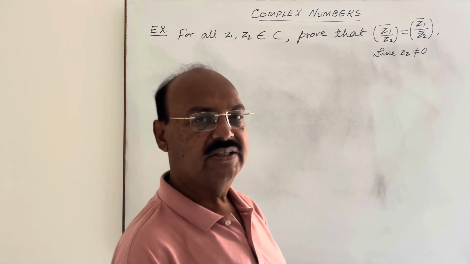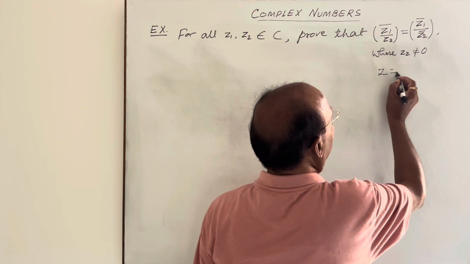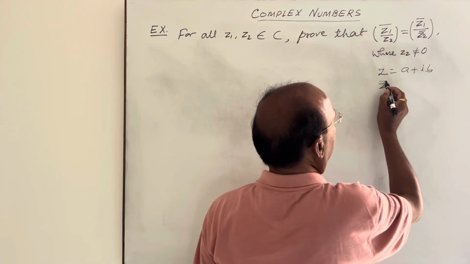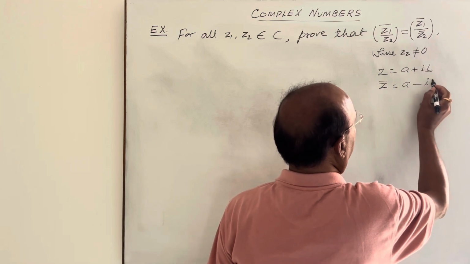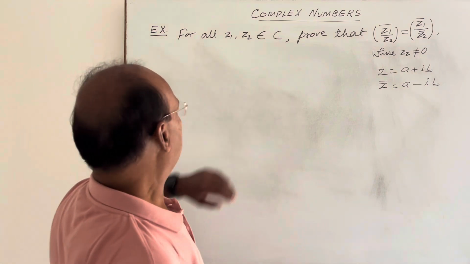As we have discussed in the previous video, if Z is any complex number, say A plus IB, then its conjugate Z bar is defined as A minus IB. Okay. So now let us see the solution here.